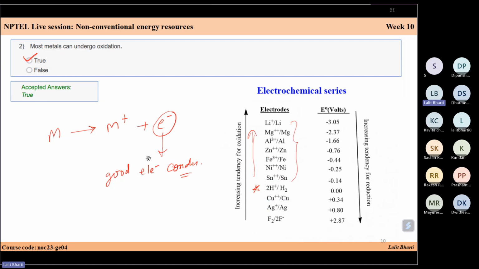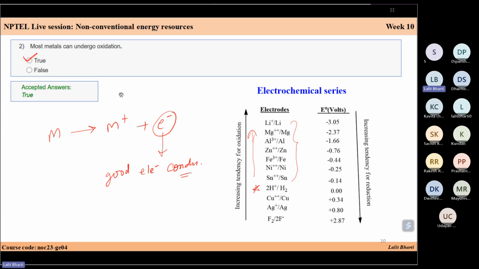Then we have the second question. It says most metals can undergo oxidation. This statement is true. We also know what oxidation is, from our previous question: oxidation means your oxidation state is increasing with the emission of an electron. Let's say you have lithium, then it goes to lithium plus with an excess electron. That is called oxidation.